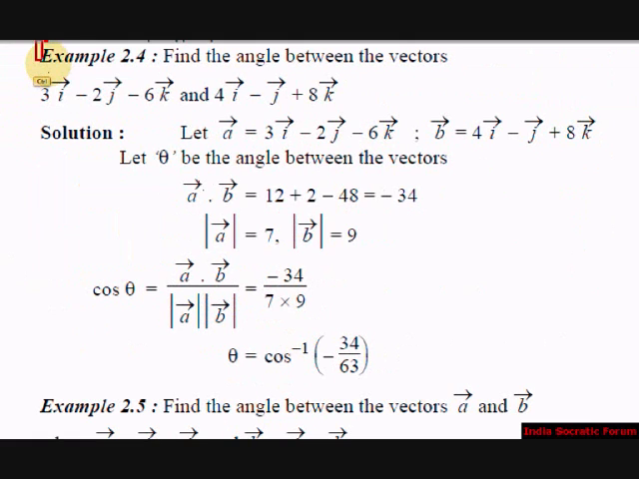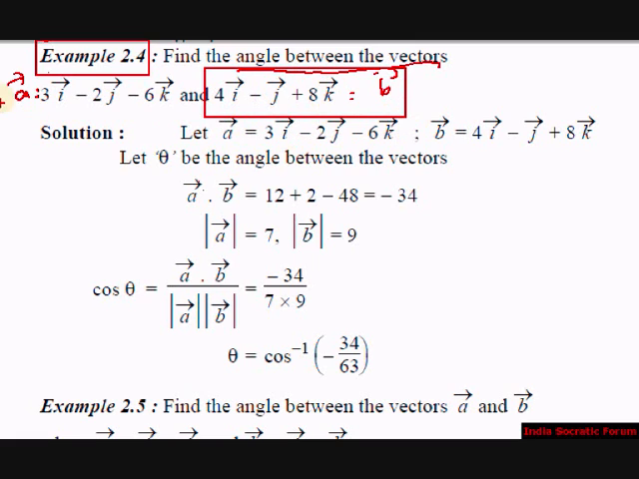We take the next example 2.4. We need to find the angle between the vectors. Let us give a label: a vector is this and the second vector is the b vector. We need to find the angle between them. What it means? Assume this is a vector. So we need to draw two vectors, right? One is this way and another is somewhere in the three-dimensional space.